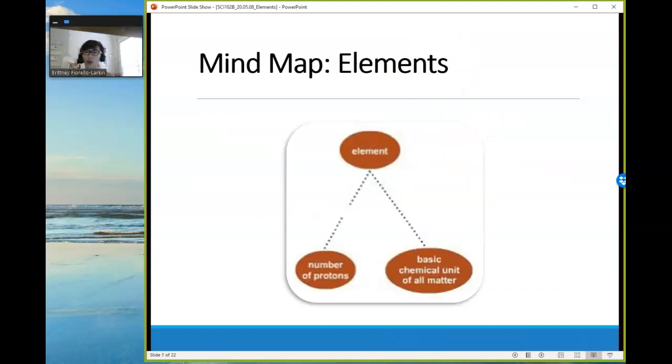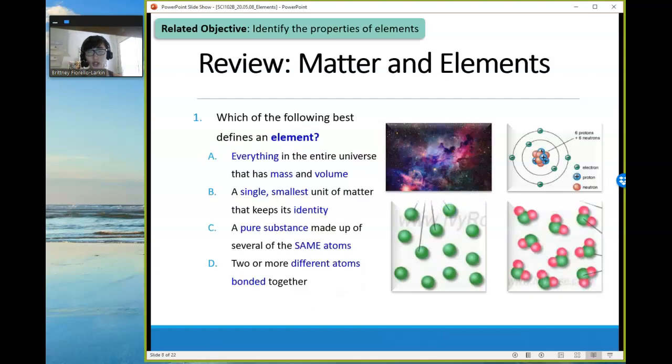All right, so our quick mind map for today is that an element is based on the number of protons. We've learned about protons. We'll review those today. And it is the basic chemical unit of all matter. So first off, we should be able to figure out which of these best defines an element.